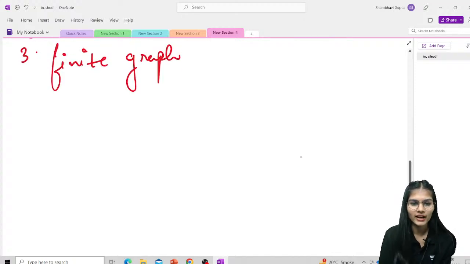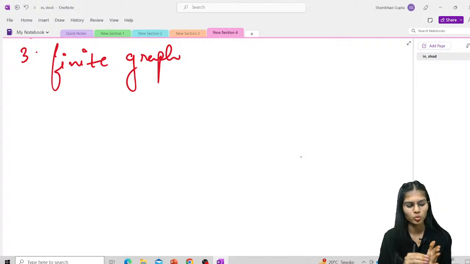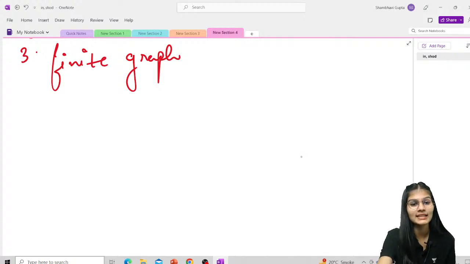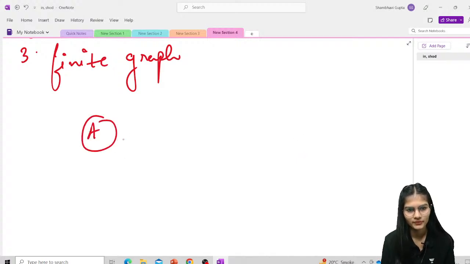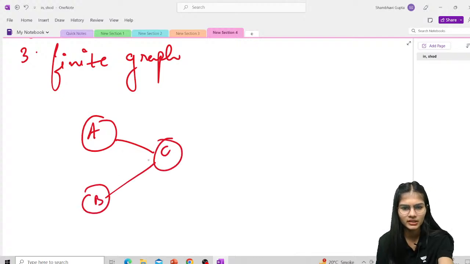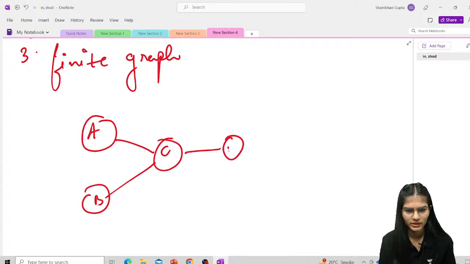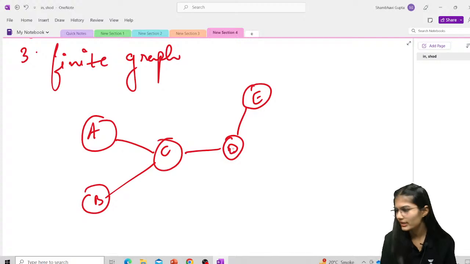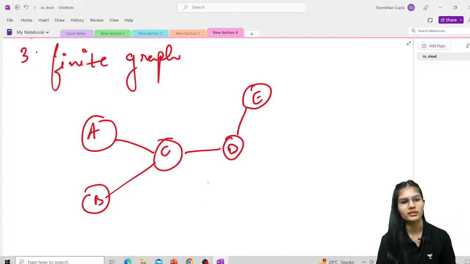So yeah, we were talking about the finite graphs. Now, a finite graph is something where you know the total number of vertices and the total number of edges in your complete graph. Let's say I design a graph over here. Let's say this is A, then C, I have AB referring to C, then over here I have T, and over here I have E. Let's say this is the graph I have.